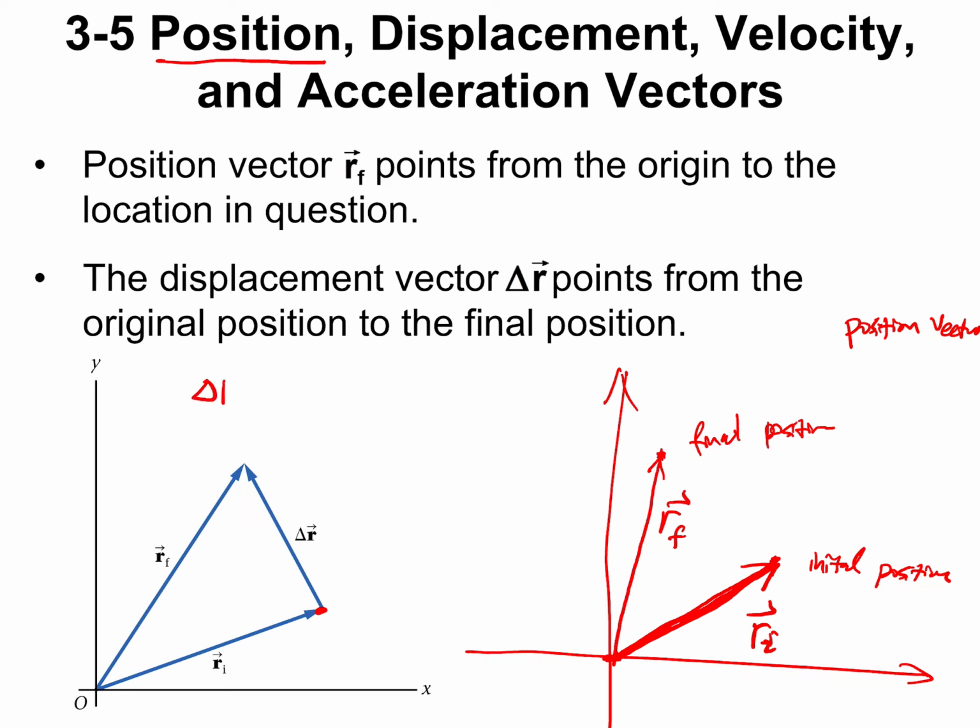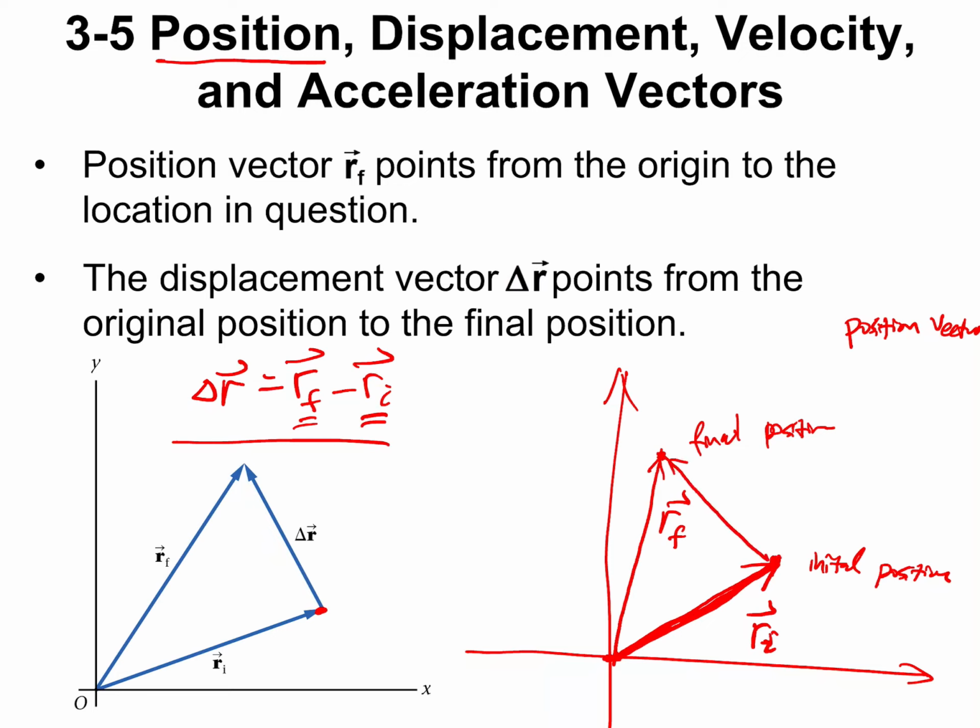Displacement delta R equal to Rf minus Ri, final position minus initial position. Or we can see, so if this one moves around, what is displacement? Displacement, you always start from the initial position here, and you end at the final position.